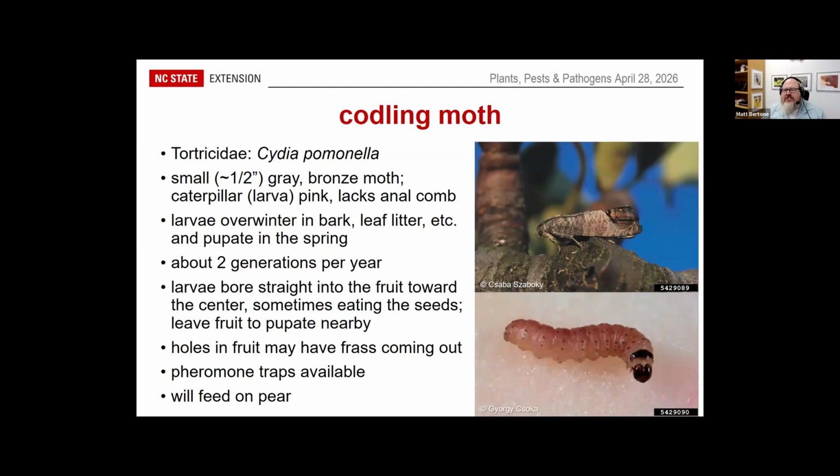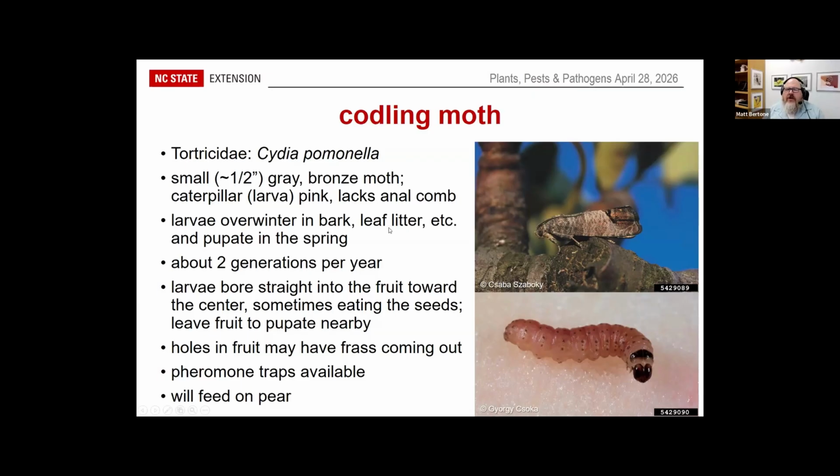Tortricids are called leaf-rolling moths or other moths, but they're a super diverse family of small moths. But as you can see, many of these are going to be pests here. So small gray bronze moth here, fairly attractive moth, but the caterpillars are pink and they lack that anal comb that I mentioned in the oriental fruit moth. So if you bust open an apple, you find a caterpillar inside, look for that anal comb, and you can just determine which one it is, maybe, or maybe something else.